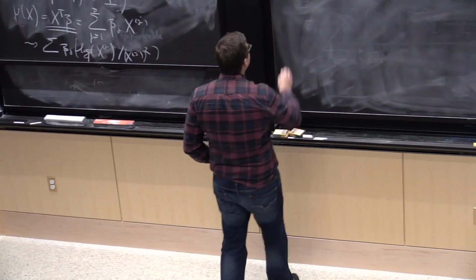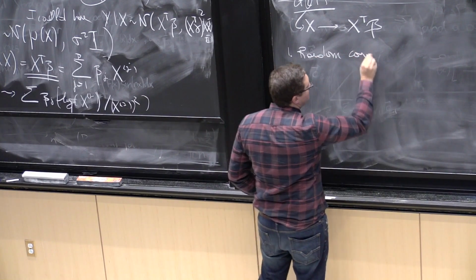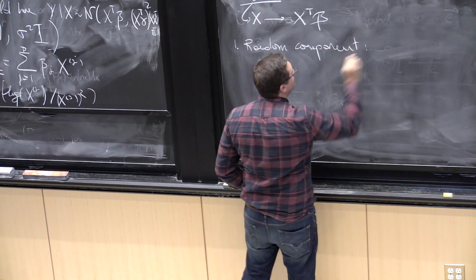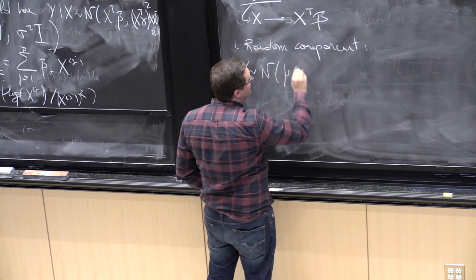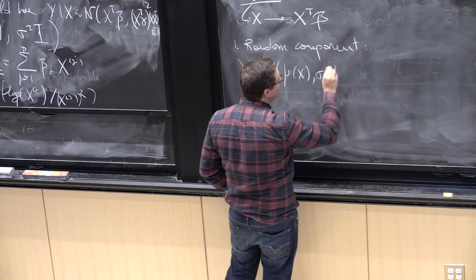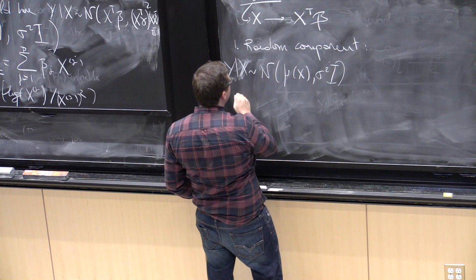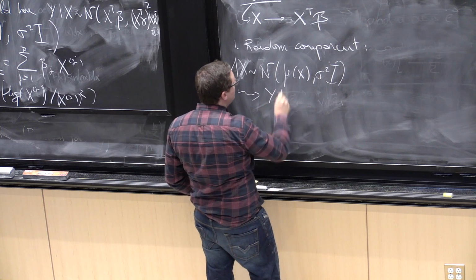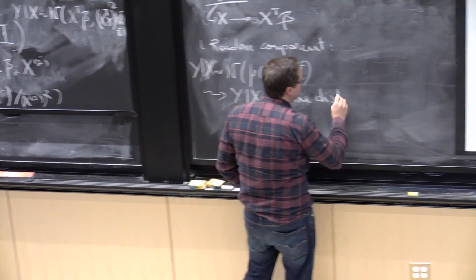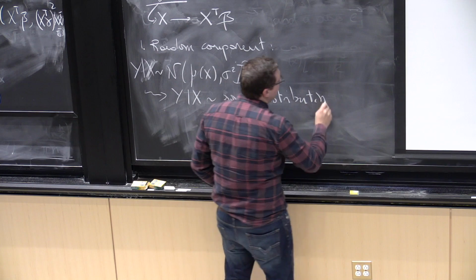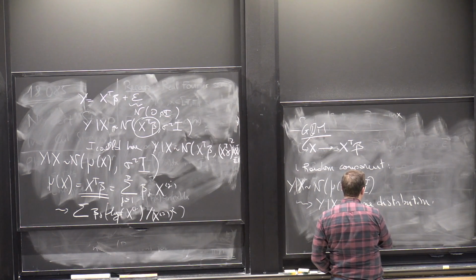But the two things I'm going to change is this random component, which is that y, which used to be some Gaussian with mean mu of x and variance sigma squared. So y given x, sorry. This is going to become y given x follows some distribution. And I'm not going to allow any distribution. I want something that comes from the exponential family.